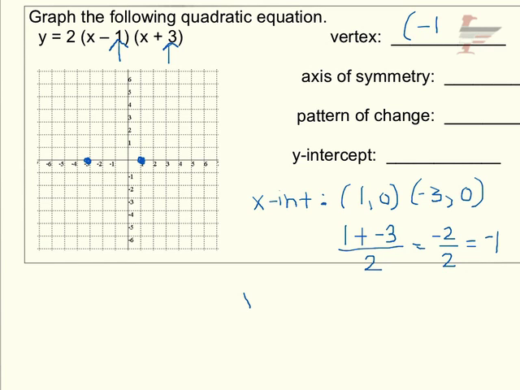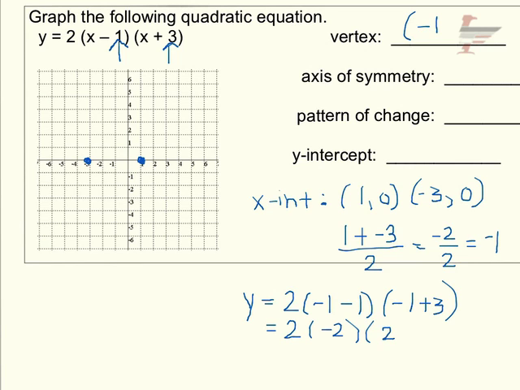Then I'm going to plug negative 1 in for the x of my equation to find the y-coordinate, and do a little math here. So negative 1 minus 1 is negative 2. Negative 1 plus 3 is positive 2. 2 times negative 2 is negative 4. Negative 4 times 2 is negative 8. So negative 1 and negative 8 is my vertex.